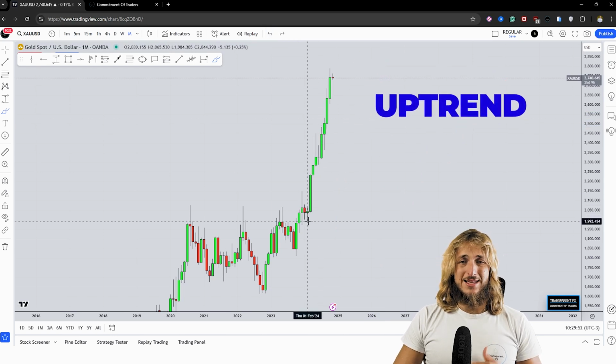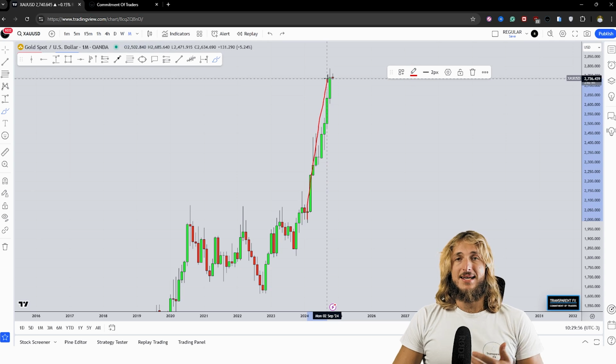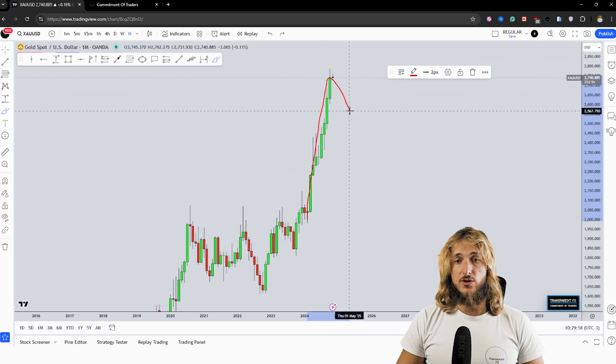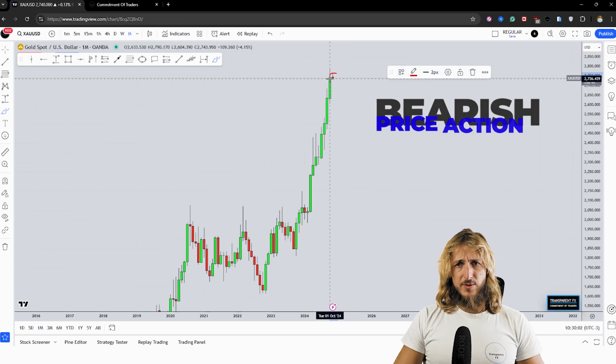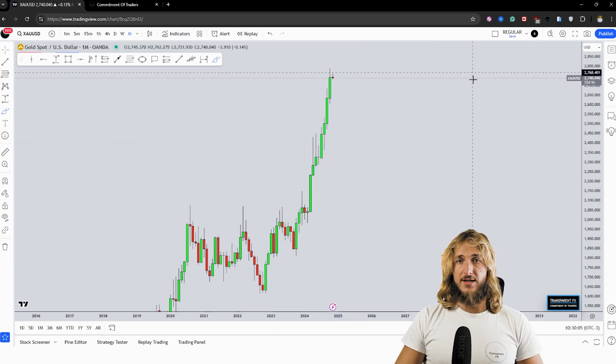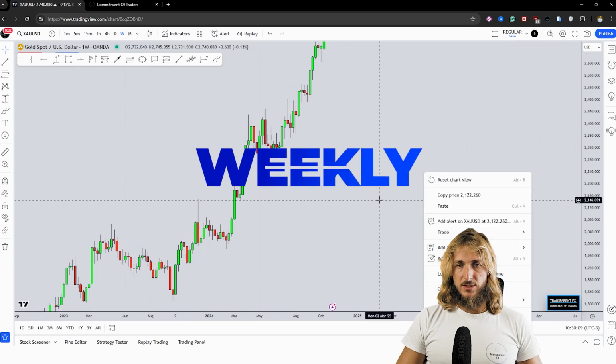So since here the last movement was the creation of this massive impulse, the next logical step would be for the market here to provide a correction. Now, we can already see how the market seems to be starting to provide a correction. So let's keep all of this in mind and drop down on the weekly time frame.